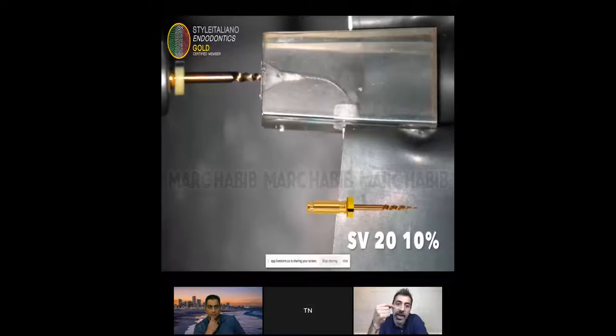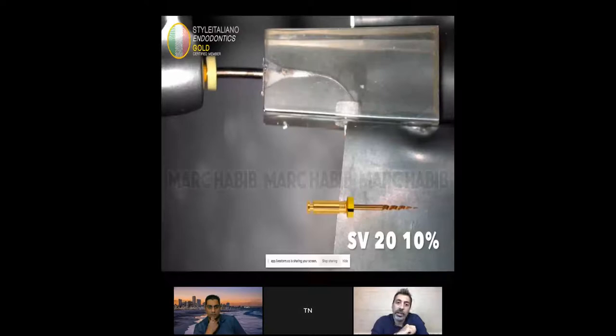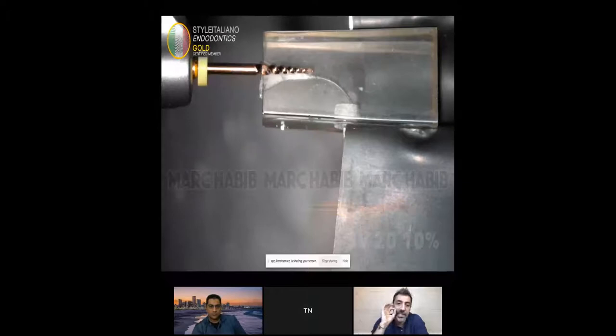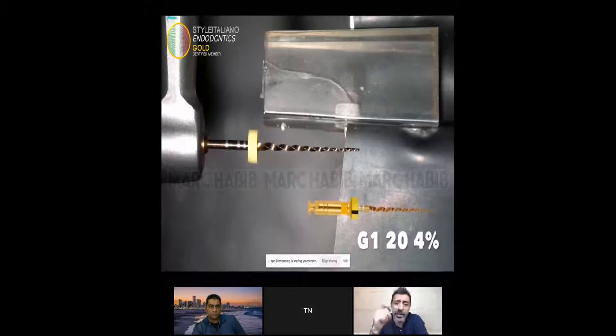I'm only working the coronal third. I'm not going deeper. I don't want to go deeper. I don't need to go deeper. This is the target of this file. Of course, between each file and file, I'm going to irrigate, recapitulate, and check my patency.